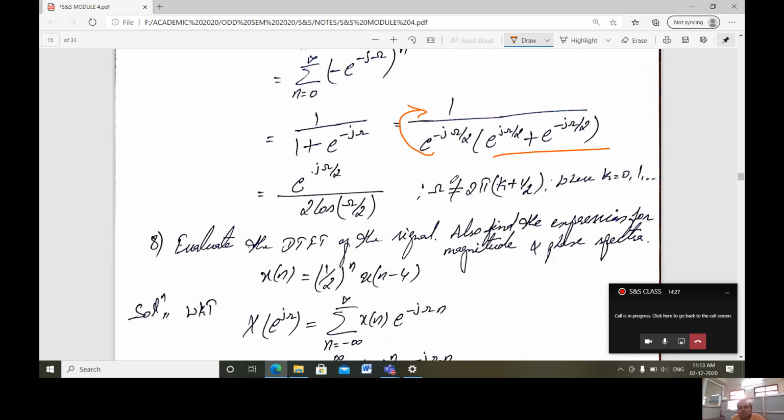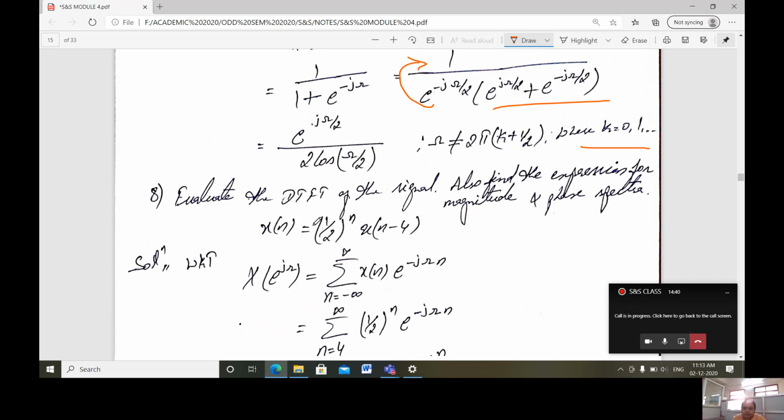Therefore, omega should not be equal to 2 pi k plus 1 by 2, where k varies from 0 to infinity. It is excluded, right? For that reason, this is the solution.